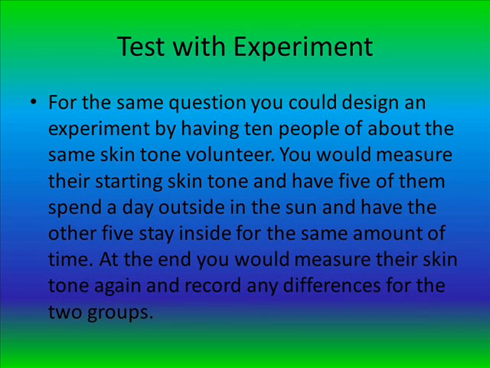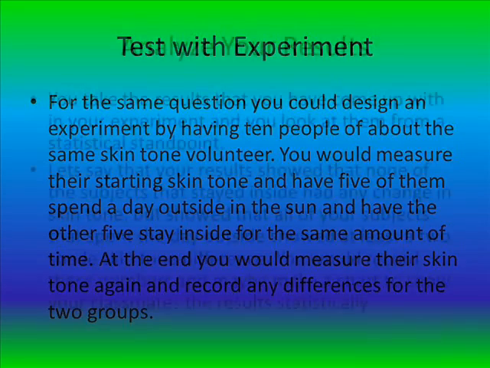Next, you test your hypothesis with an experiment. For the same question, you could design an experiment by having 10 people of about the same skin tone volunteer. You would measure their starting skin tone and have 5 of them spend the day outside in the sun and have the other 5 stay inside for the same amount of time. At the end, you would measure their skin tone again and record any differences for the two groups.